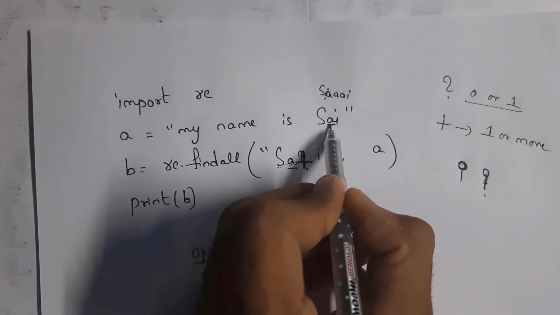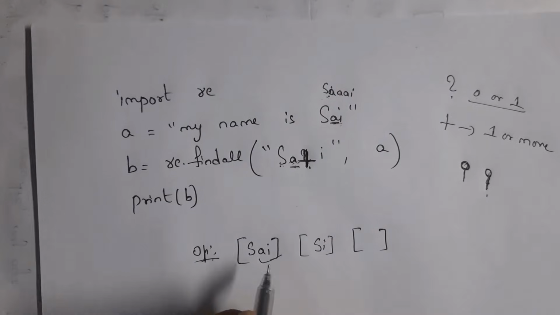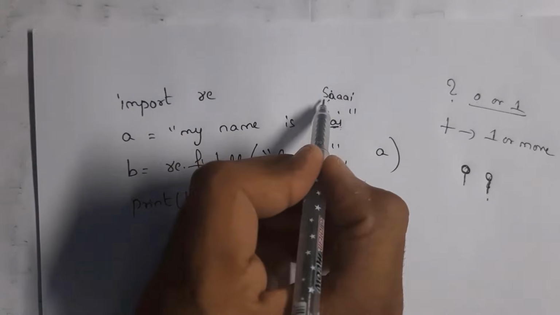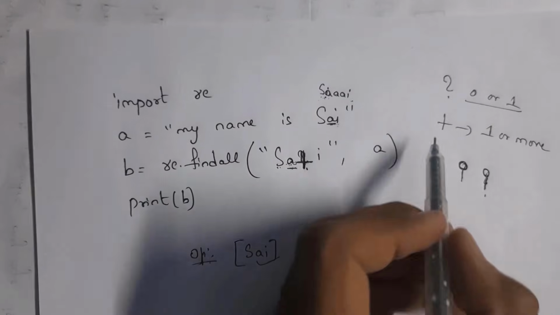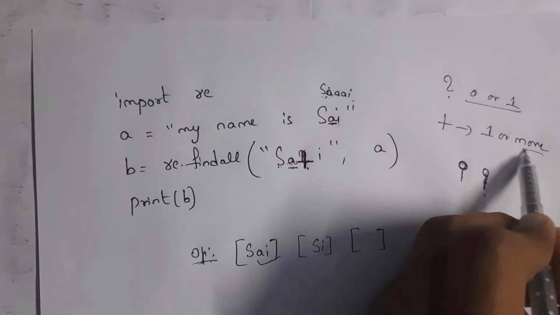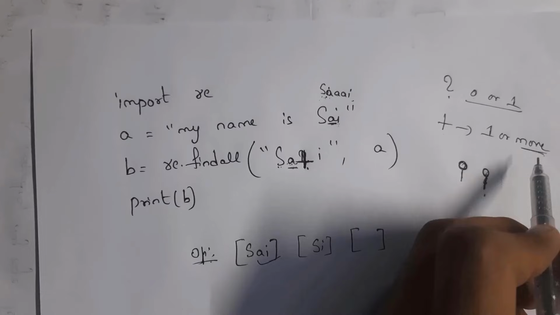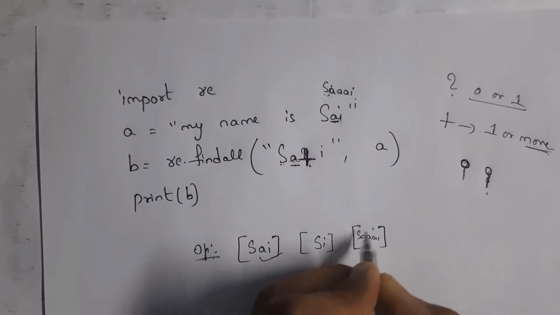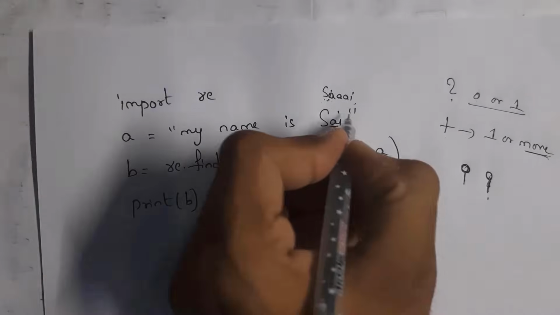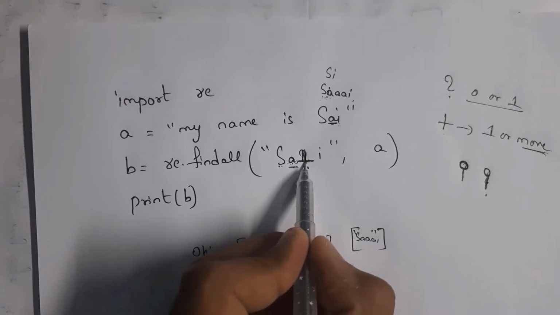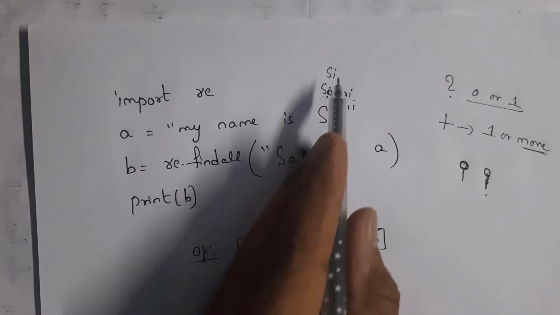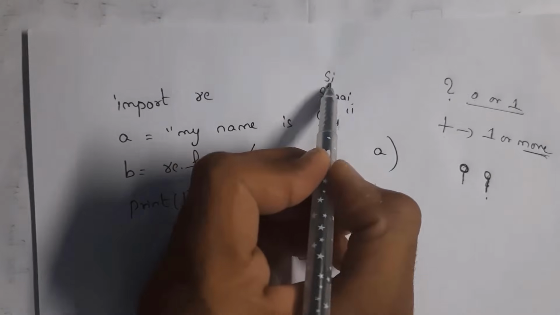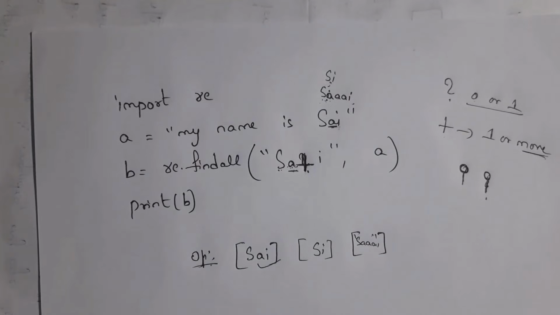Here A is present once, so I will get output Sai. For example, if I write here SAAI, plus means 1 or more occurrence. So this condition is satisfied because A is repeated more than once. So I will get output 'SAAI' in single quotations. For example, if I write here SI, plus means only 1 or more occurrence, but here A is not available in my string, so I won't get any output. Only if A is available in my string once or more than once, I will get output.